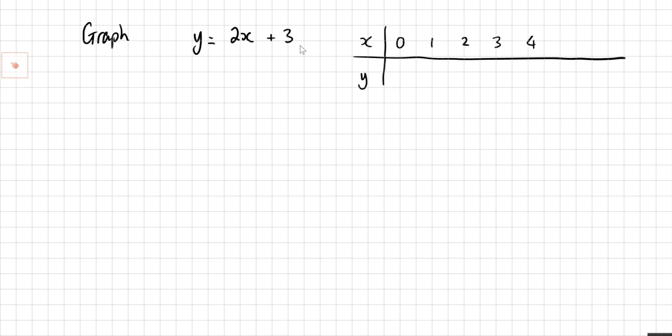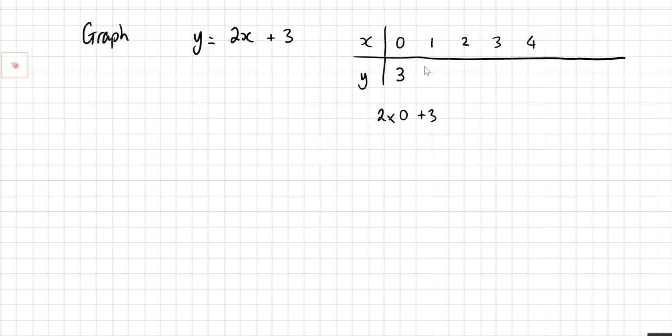What's times 2? The x. So the x number is times by 2, and then we add 3, and the result we call y. So let's do it. The x is 0, so what's 2 times 0 plus 3? 3. So that goes there.